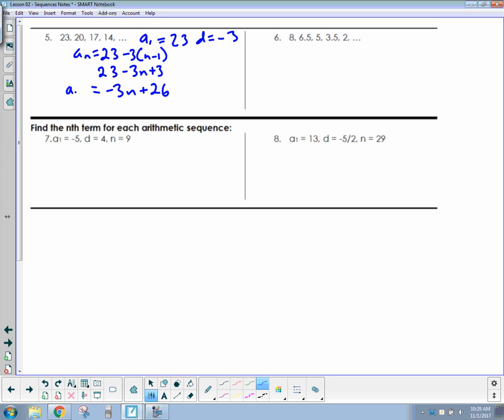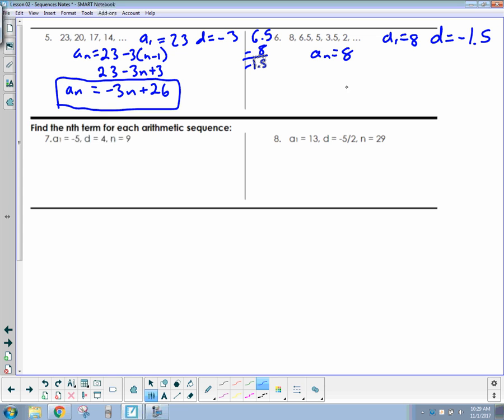Alright. Again, first term is 8. Difference, this one's a little weird, but it's going to be a negative 1.5. Again, you can take 6.5, subtract 8, and you would get negative 1.5. So, AN is going to be 8 minus 1.5 times n minus 1. Distribute. Go ahead and combine like terms, and we get negative 1.5n plus 9.5. Cool. Should be getting better at these by now.